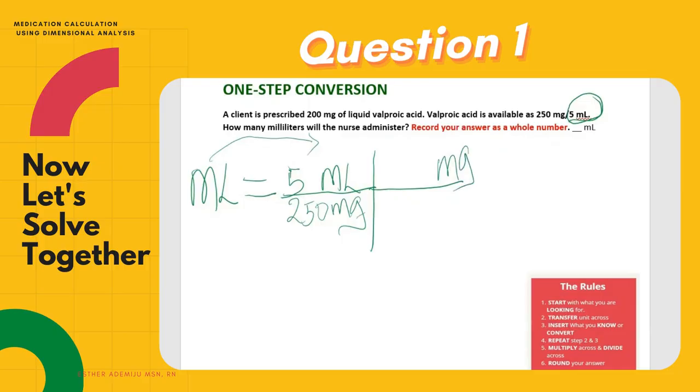And in our question, we need to look again. What other number has milligrams behind it aside from 250? Because we already brought 250 down here, right? But we have 200 up here. So 200 goes in there, and we can just put 1. So now the next step, the fifth step, says multiply across and divide across. Milligram cancels out milligram, by the way. So we have 5 multiplied by 200 divided by 250.